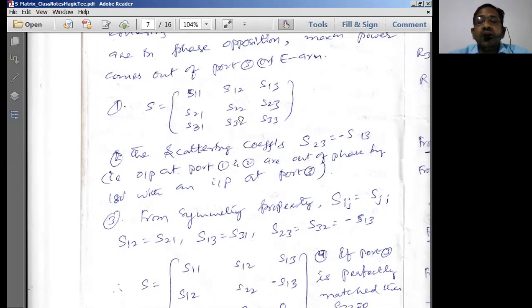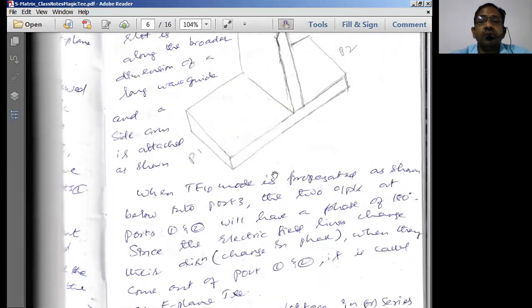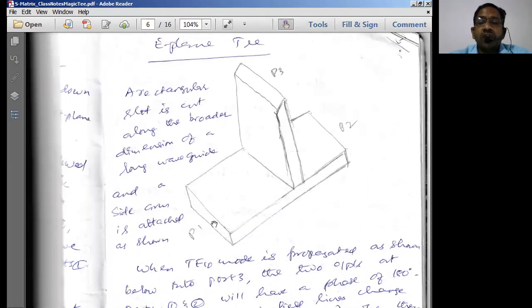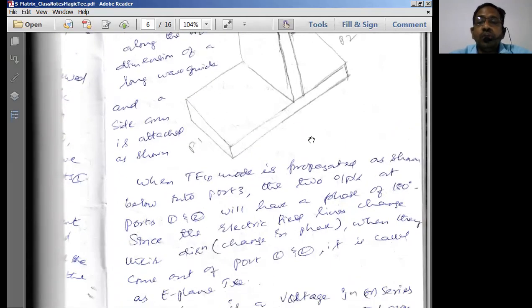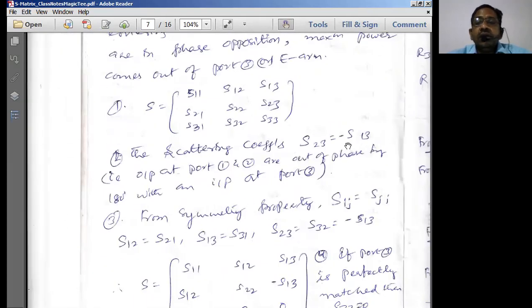In E-plane T, remember the port numbers. Please don't change the port numbers that I have used here. Collinear arm is always going to be P1, P2. The other arm is going to be P3. That is the port numbers that I have given. So this 3 is nothing but port 3. That is the E-plane port. And 1 and 2 are the collinear ports. So if you apply input at port 3, we are going to get output from port 1 and port 2 with a change in the phase. Therefore, a minus sign has been incorporated here. So why this minus? Because the output is coming with a phase change.